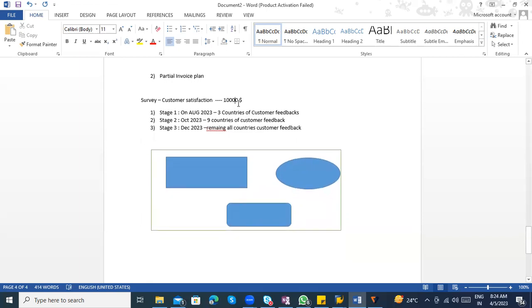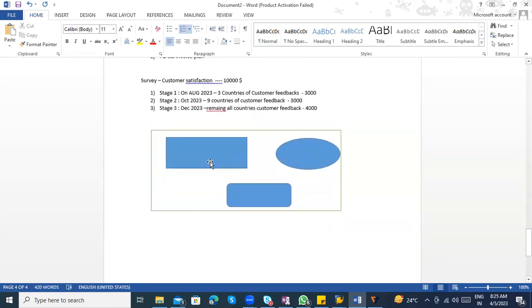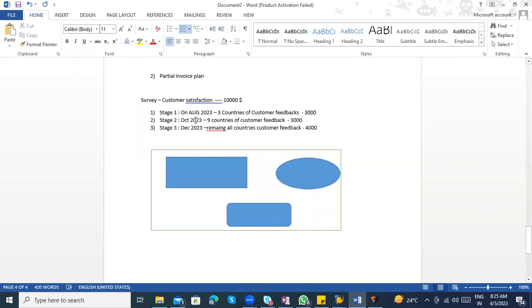Out of this $10,000, the total PO value, I will pay, say, $3,000 here, $3,000 here, and $4,000 here. So on particular dates, the total lump sum amount is $10,000, split into $3,000, $3,000, and $4,000. The partial invoice plan is nothing but fixing the dates and the amounts also.